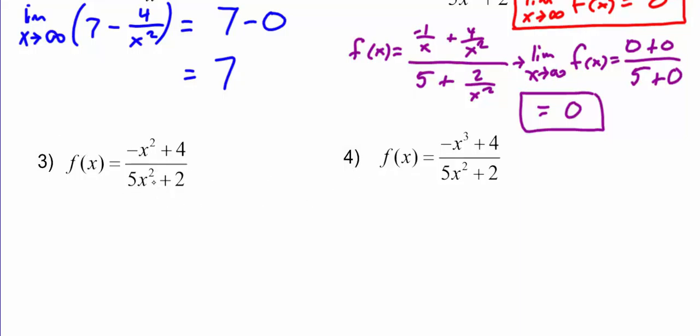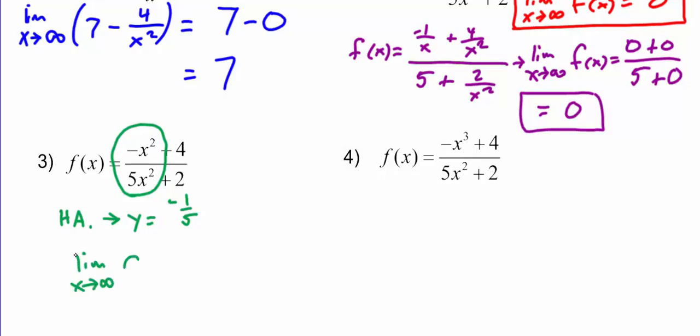All right, so here we go. Here's the next one. Number 3, f of x is equal to (negative x squared plus 4) over (5x squared plus 2). And what I notice on this one right away is that we have the same degree. It's second degree divided by second. So I know that I have a horizontal asymptote at y equals negative 1/5. And that is actually going to be the limit as x approaches infinity for our function as well.